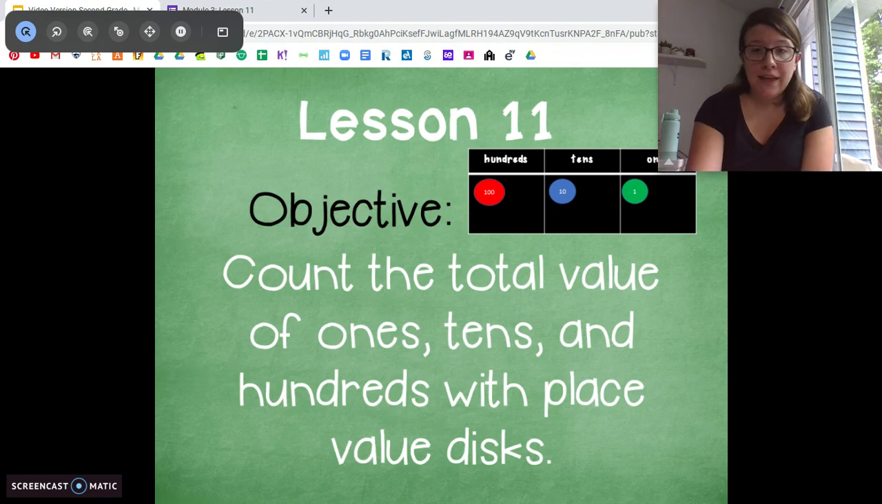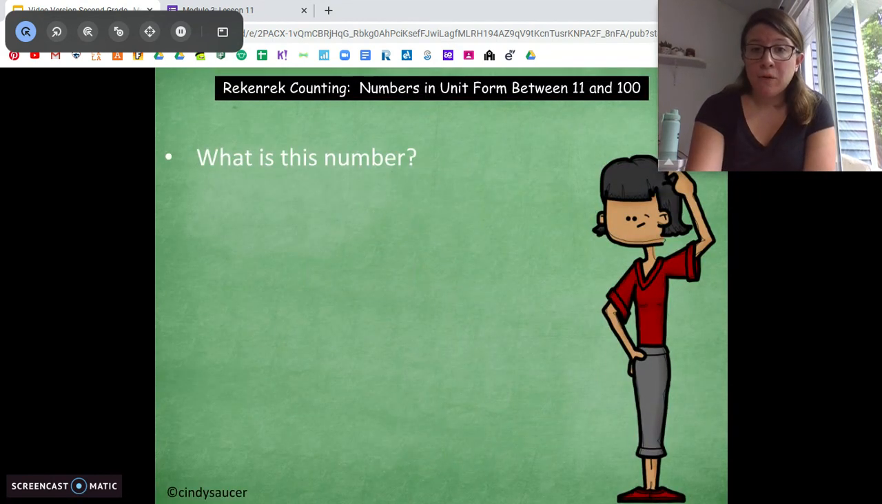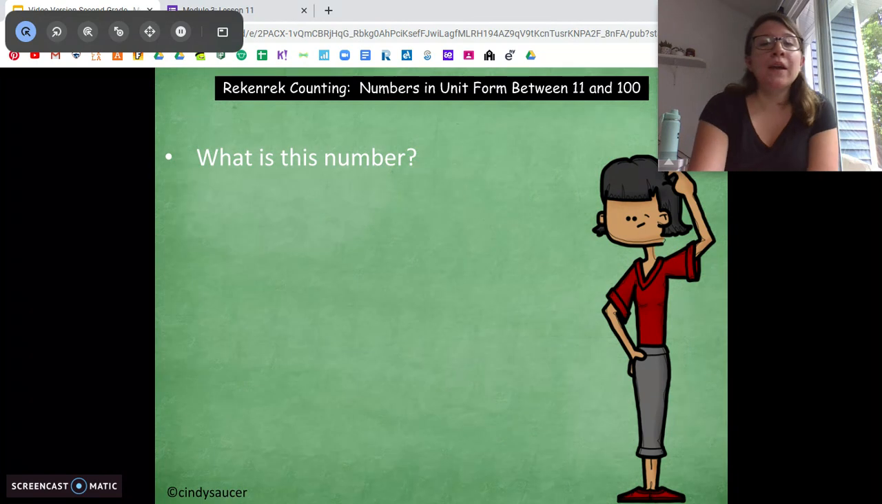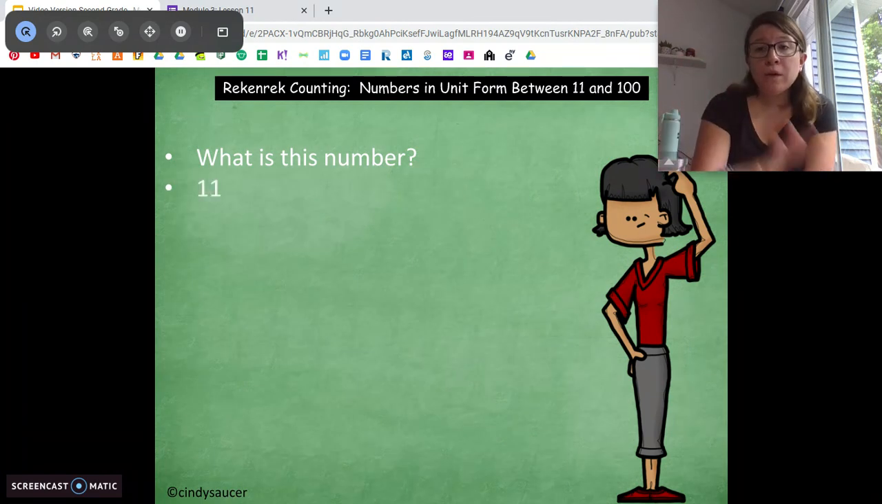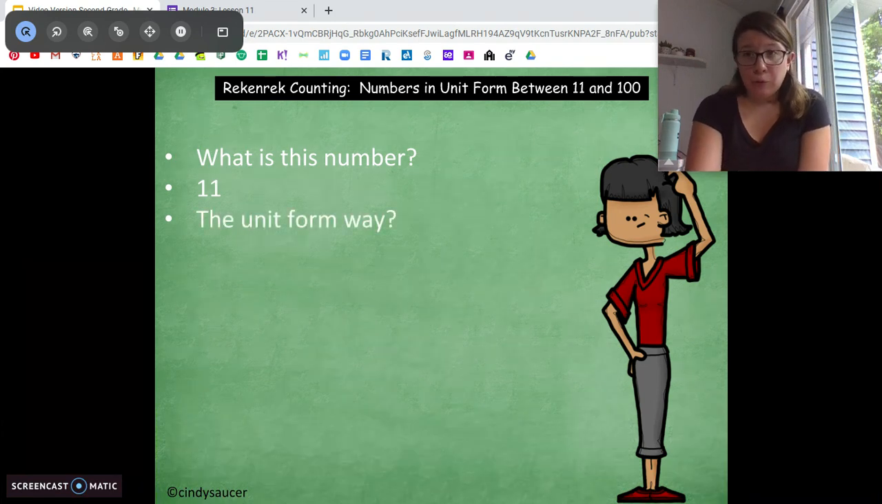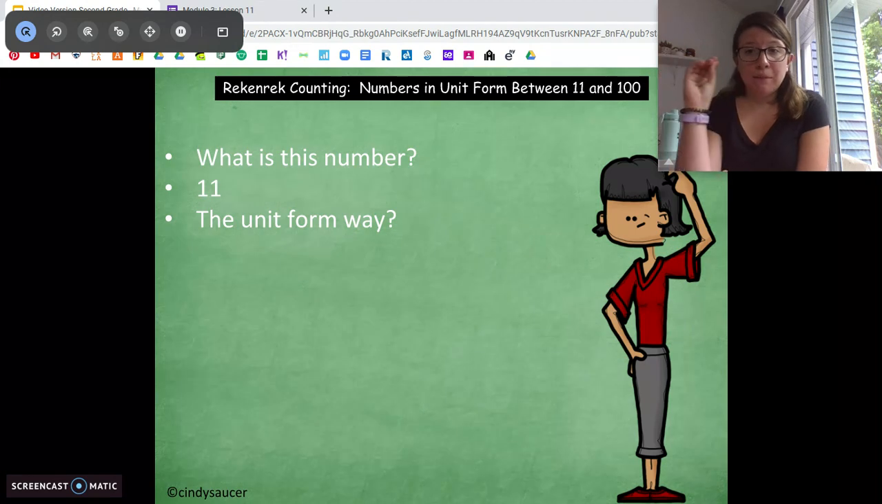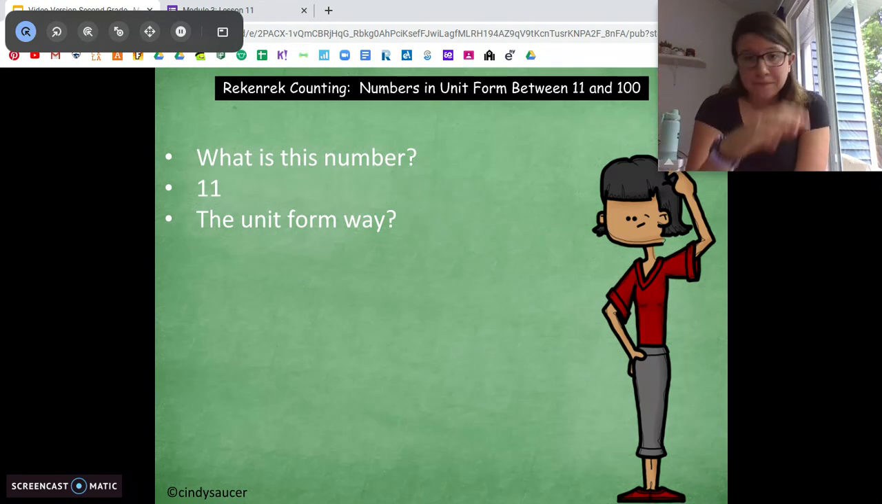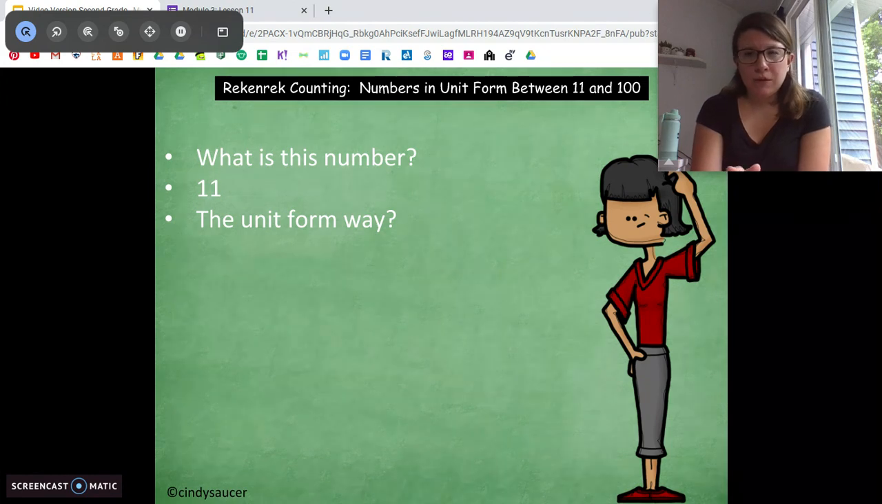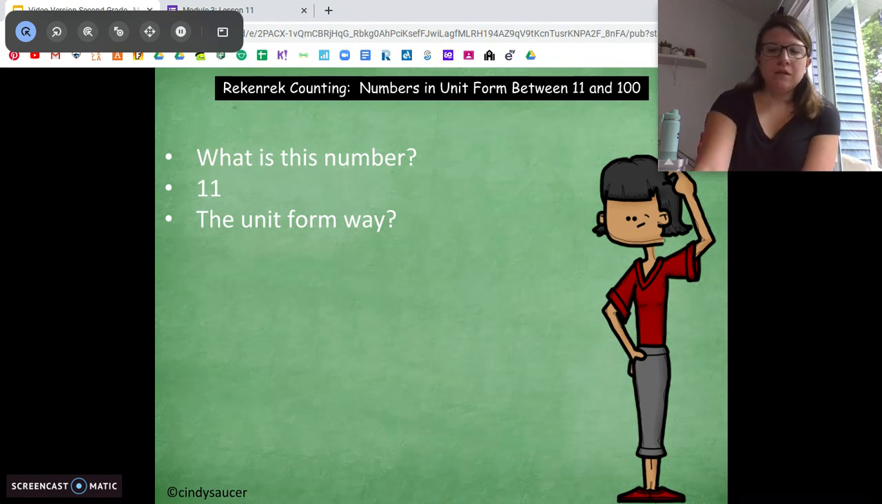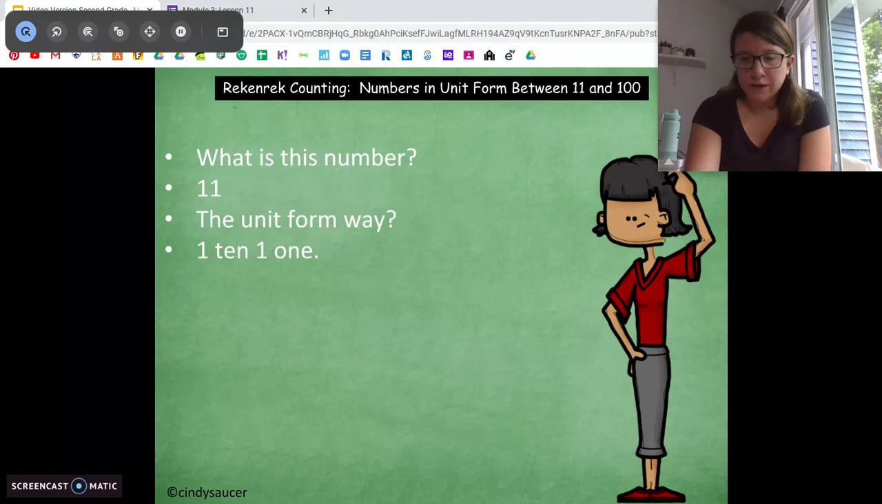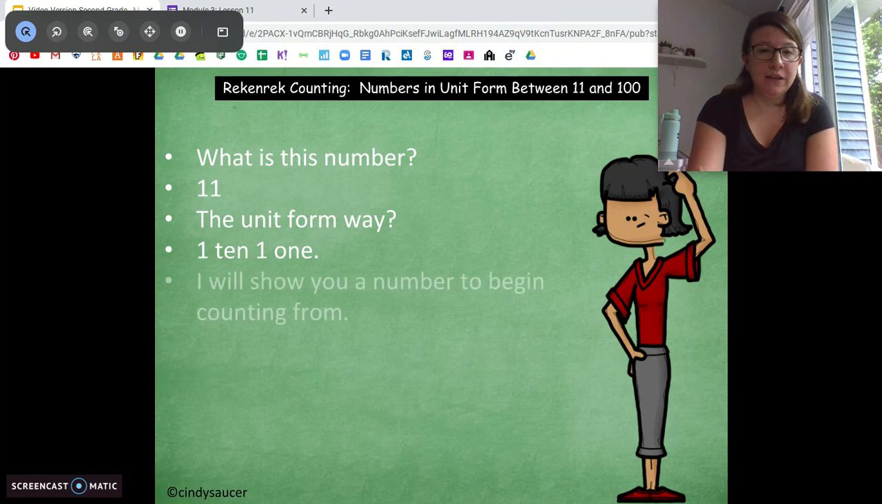Okay, before we get into that, let's practice counting. We're going to practice counting in unit form and standard form. So what's this number? Good. What's the unit form way? Remember, that's when we break it apart into tens and ones. What's the unit form way of 11? How would we say that? Yep, 1 ten, 1 one. Unit form is when we break it down, tell each part, each unit, how many of each.